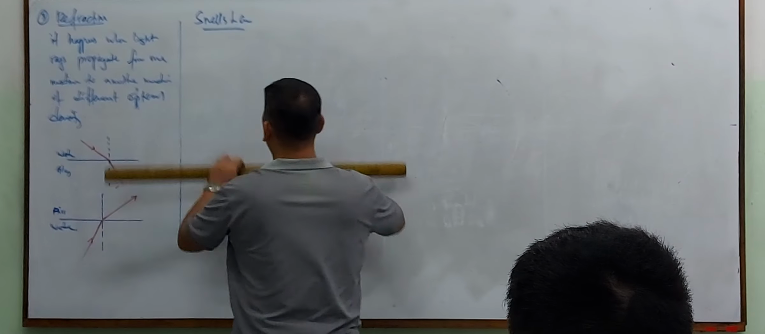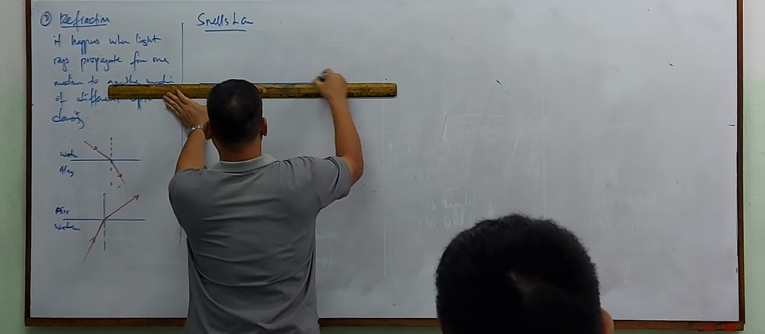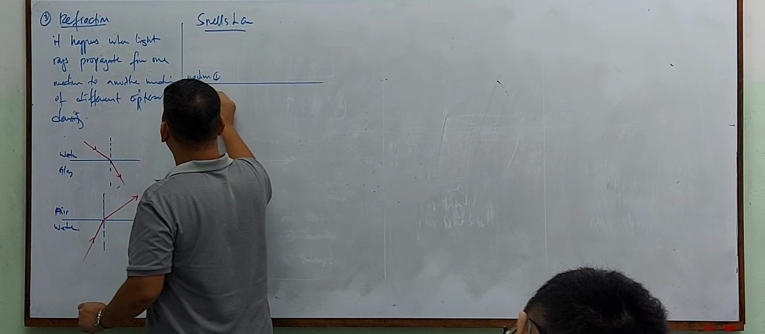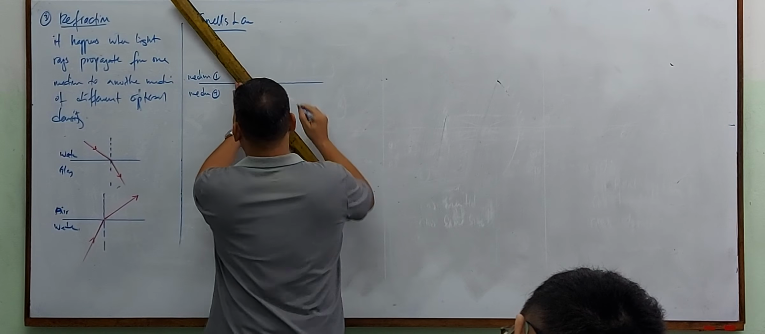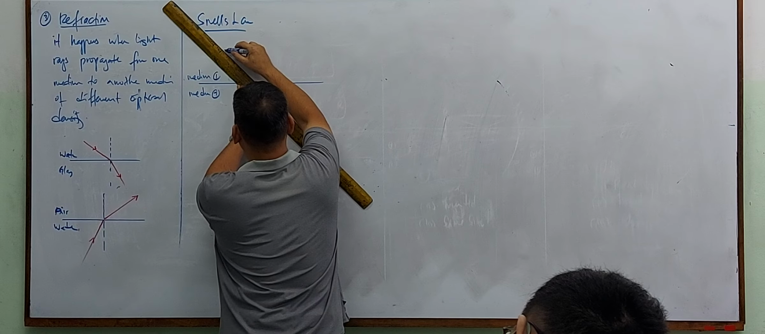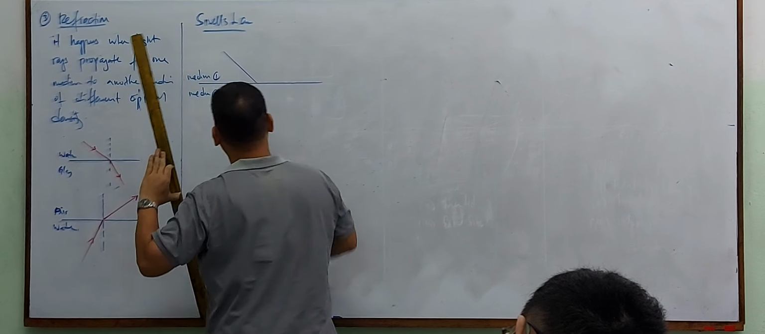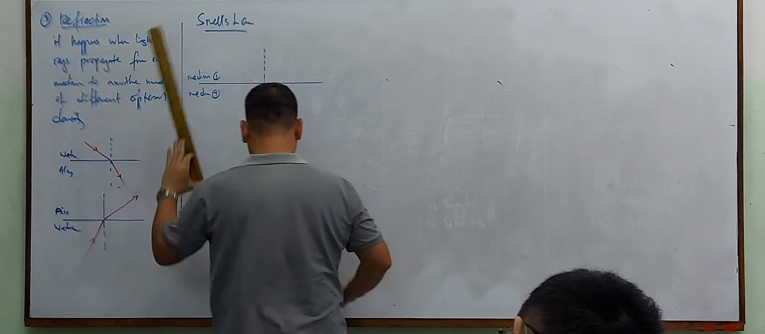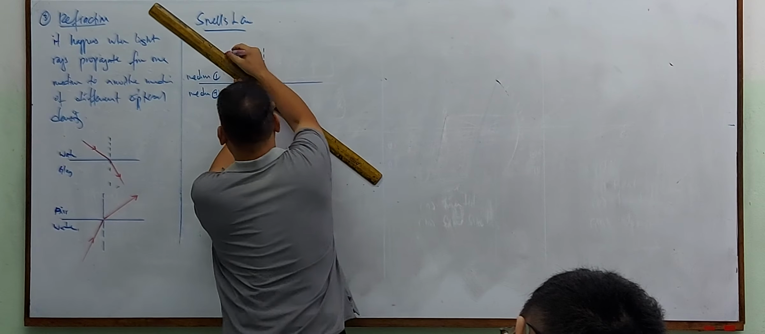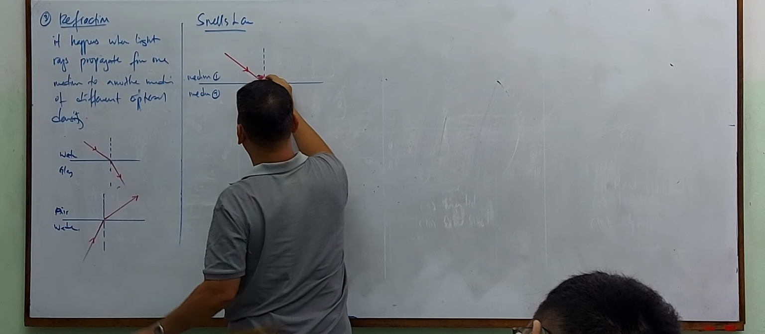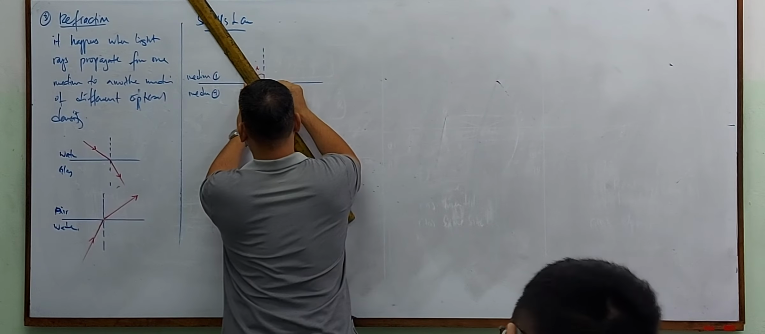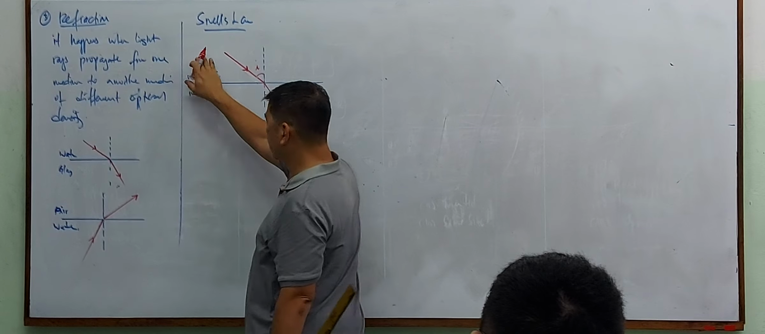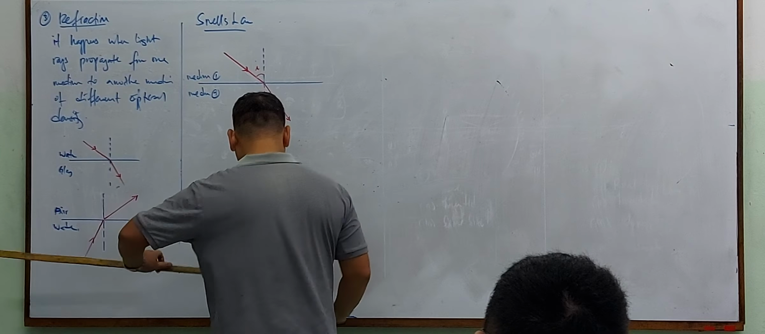For Snell's law, we need to have two media. We call this medium 1, and this is medium 2. Then you're going to do some experiment. This is a normal line. Then this is the light ray we're going to use, and this is the incident angle. There will be a change in the angle when it comes into the second medium. Let's say this is optically denser than that one. This is what you get, the refracted angle.